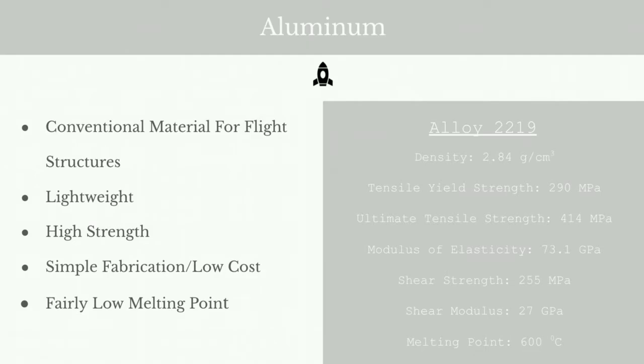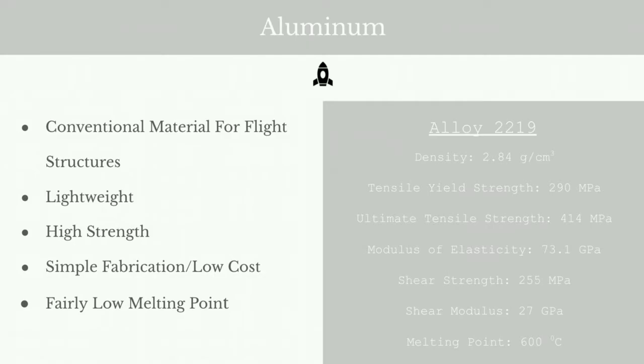Aluminum. This slide covers the properties of aluminum and its typical alloy. Aluminum has been the standard for all types of flight structures due to its low density while maintaining strength comparable to other metals. It is very cheap and easy to manufacture, costing less than $3 per kilogram. Its main drawback is its low melting point compared to the other options such as steel and carbon composites.